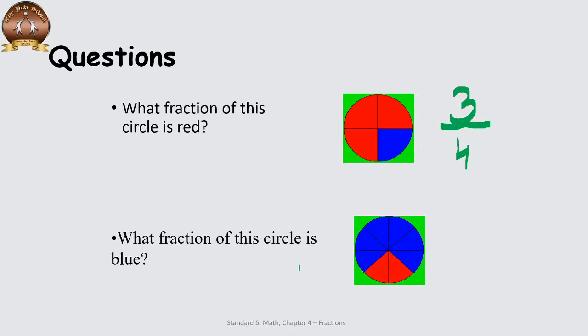What fraction of this circle is blue? If you can see, there are 8 parts. Total parts are 8 and 6 of them are blue. So the fraction becomes 6 upon 8.